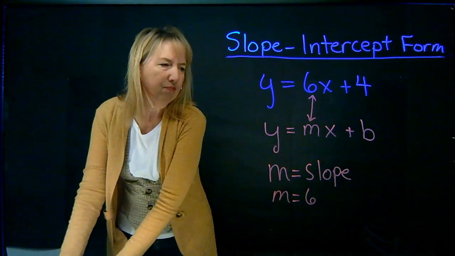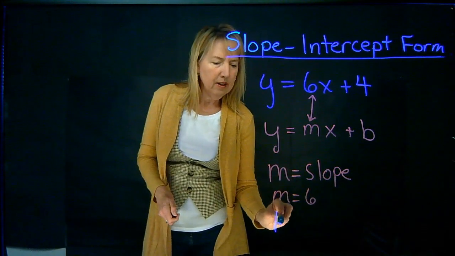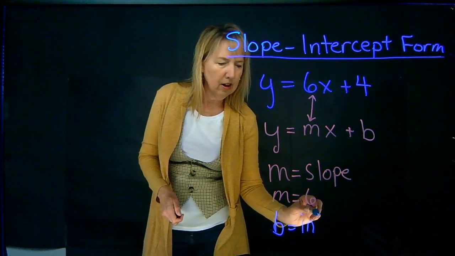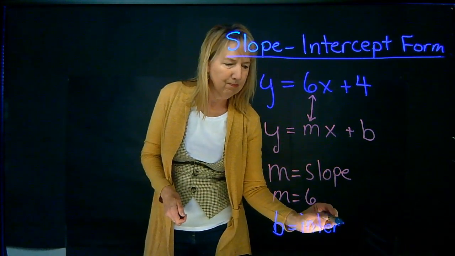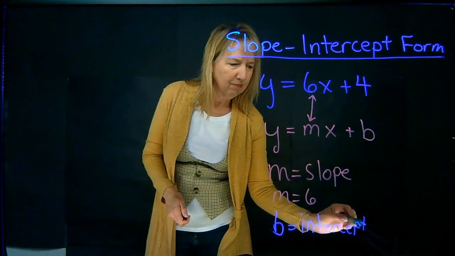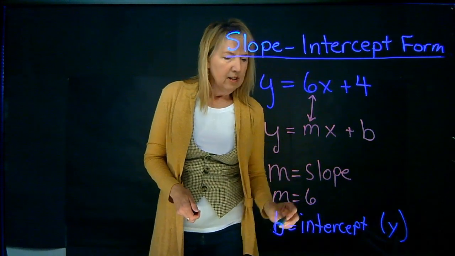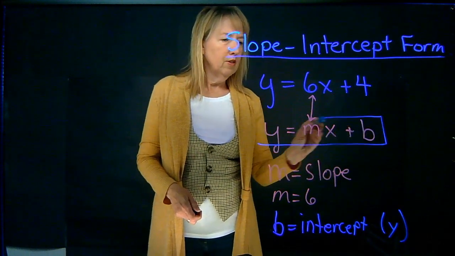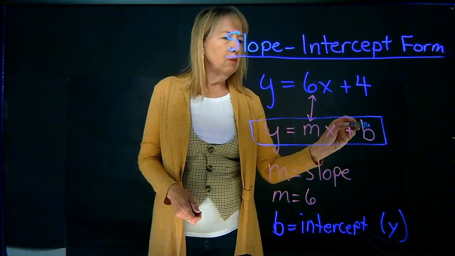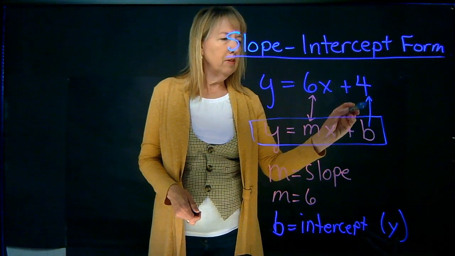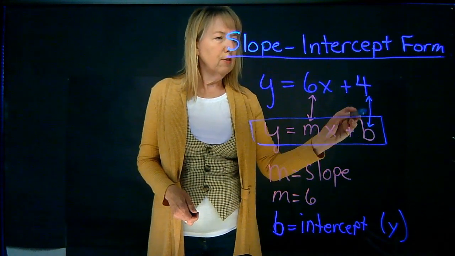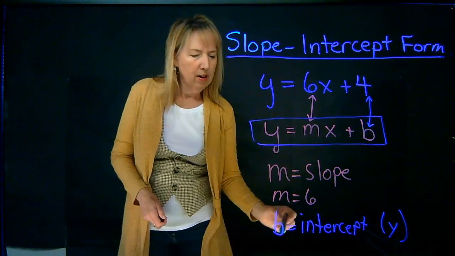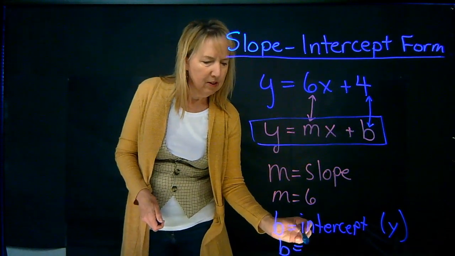Similarly, the b represents the y-intercept. So if you compare this form to the equation and you simply look at what's in the position of the b, it's 4. Therefore, the y-intercept is 4. The b is 4.